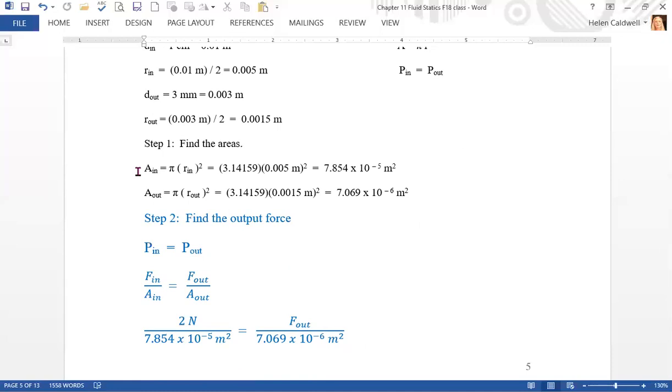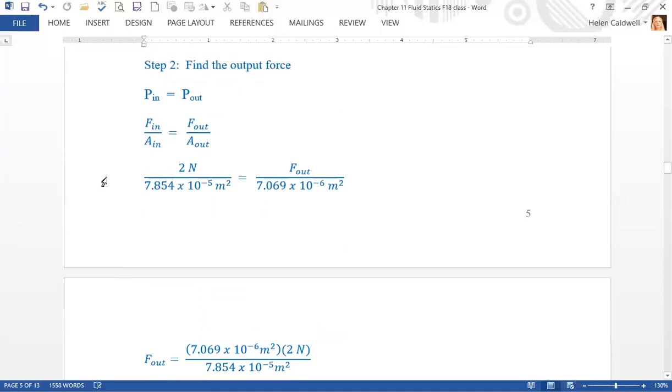So once we have those areas, we can use Pascal's principle. Pressure in equals pressure out, but pressure is force over area. So force in over area in equals force out over area out. Plug in our numbers. 2 newtons divided by 7.854 times 10 to the minus fifth meters squared equals the output force divided by 7.069 times 10 to the minus 6 meters squared.